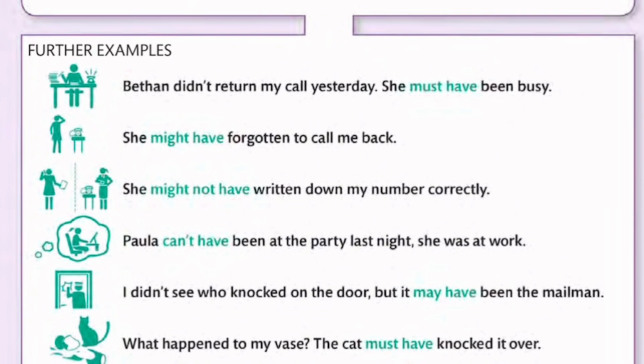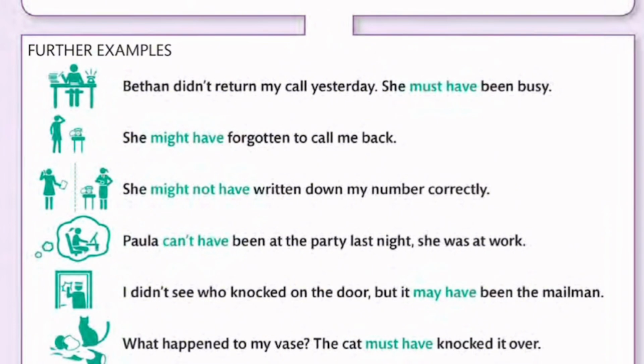Further example: Bethan didn't return my call yesterday. She must have been busy. She might have forgotten to call me back. She might not have written down my number correctly. You are not sure, right? Paul can't have been at the party last night. She was at work. Certain it did not happen.